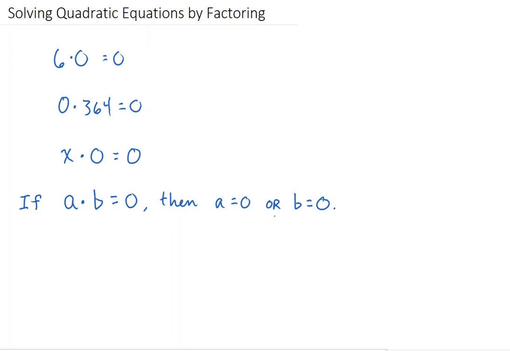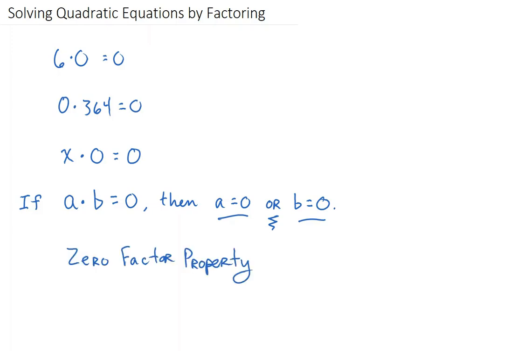And in math, when we use the or, a math or is more like an and/or. So it's also possible that they both equal 0. This idea is called the zero factor property. So they're factors because they're being multiplied. A and b are being multiplied. If they equal 0, then at least one of those factors has to equal 0, and that's the zero factor property. So what we're going to do when we're using factoring to solve is use this zero factor property to allow us to get away with breaking the equation apart. Let's see what that looks like.